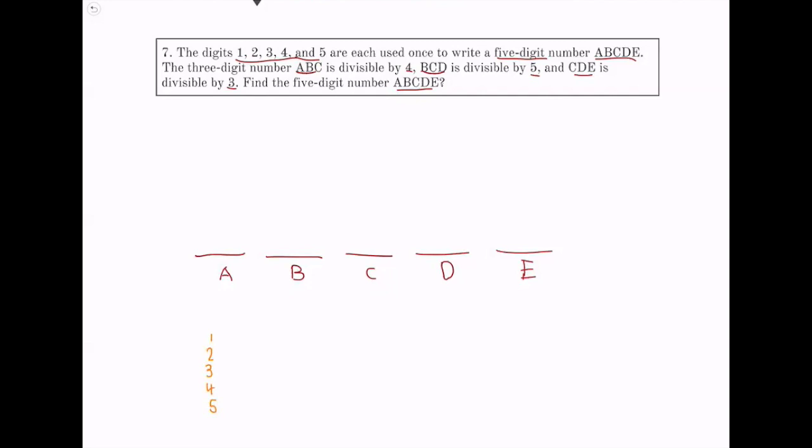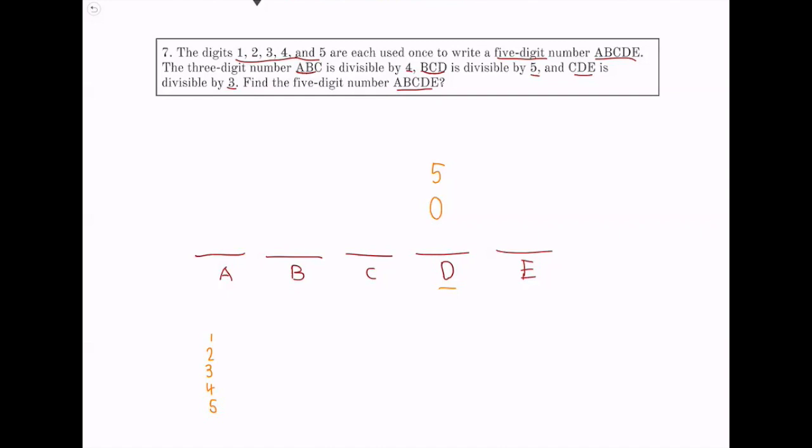BCD has to be divisible by 5. What does that mean for D? That means that D has to be 5 or 0. D has to either be 5 or 0 in order for this to work. And ABC being a multiple of 4, what does that mean? Well, now that we know that this has to be 5 or 0, we know CDE has to be divisible by 3.